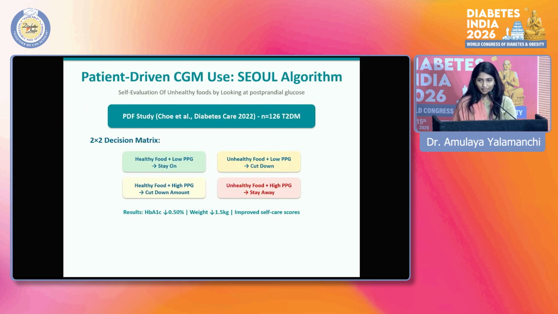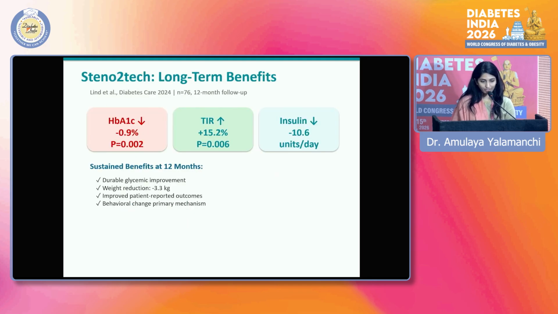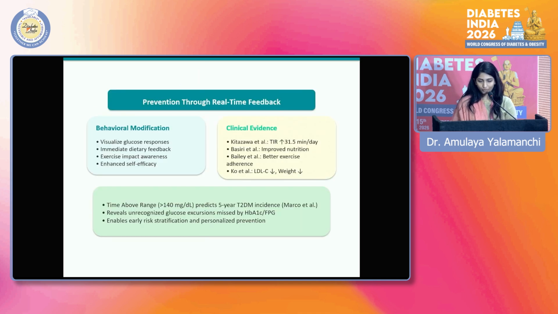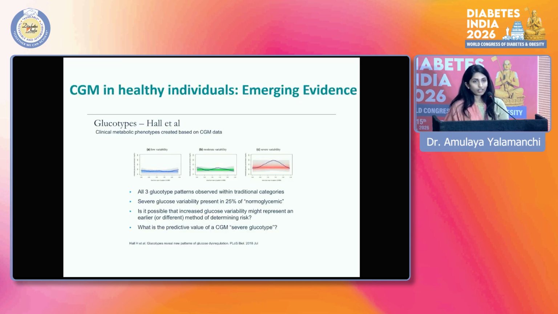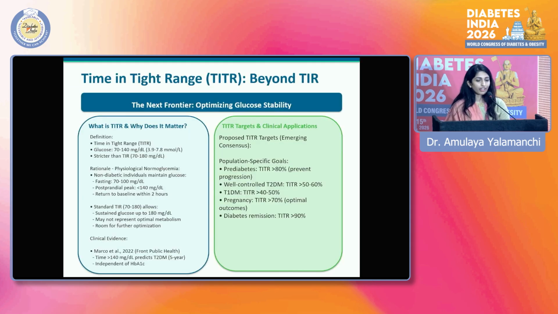Based on the data and personalized data interventions, they stayed on healthy foods with low postprandial glucose at the end of the study. And long term benefits are still there. Even after stopping CGM, the long term benefits are still durable at the end of 12 months. Not just in type 2 diabetes, CGM also has a role in preventing pre-diabetes progression. Also, we have data coming in. And this is the last slide.